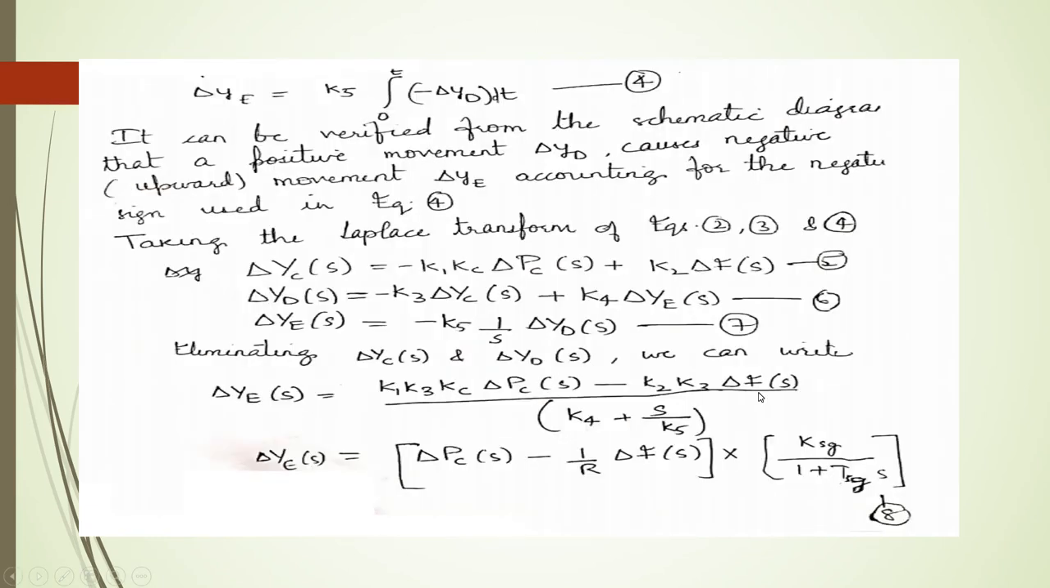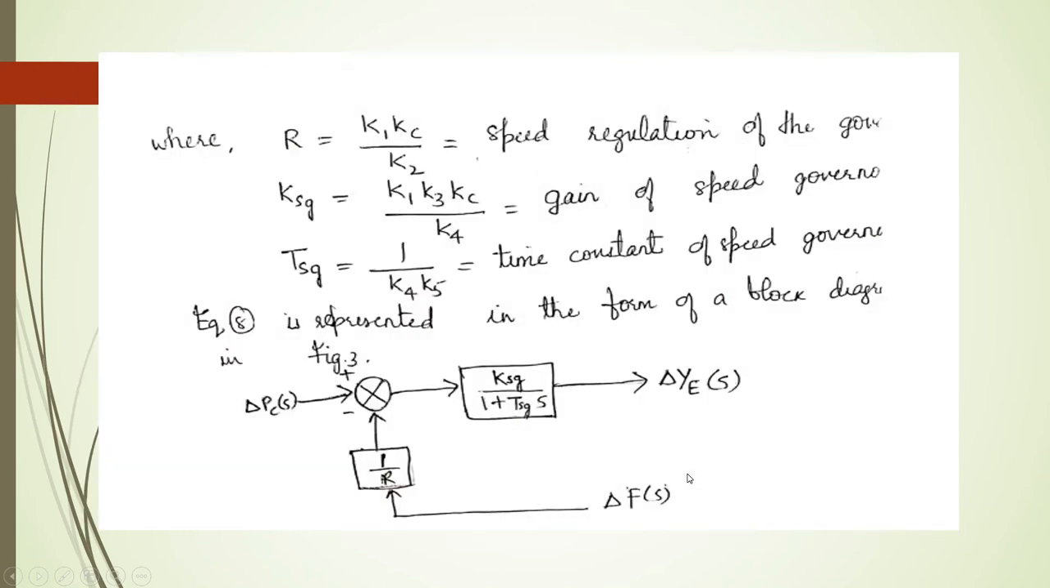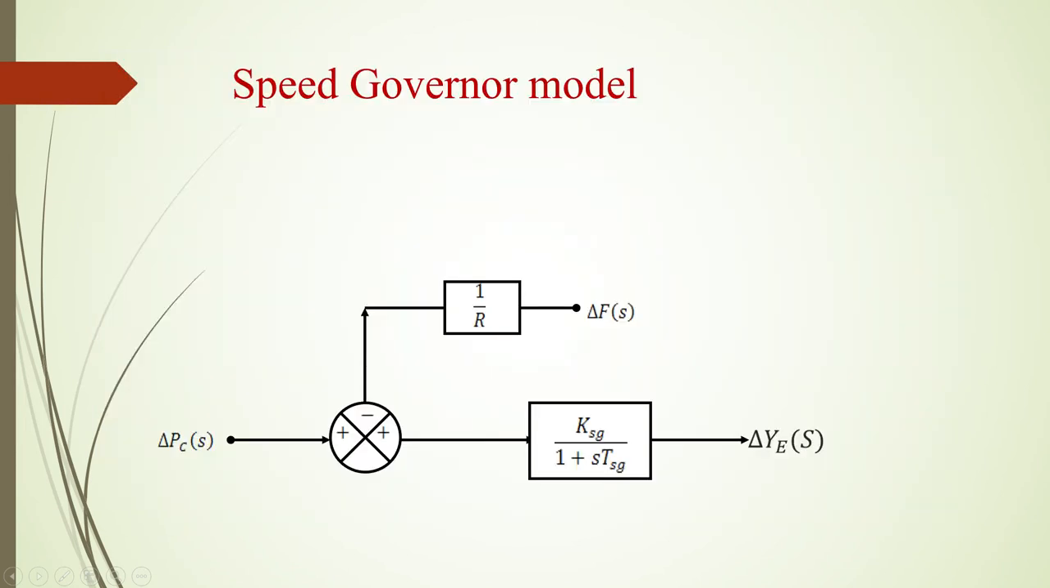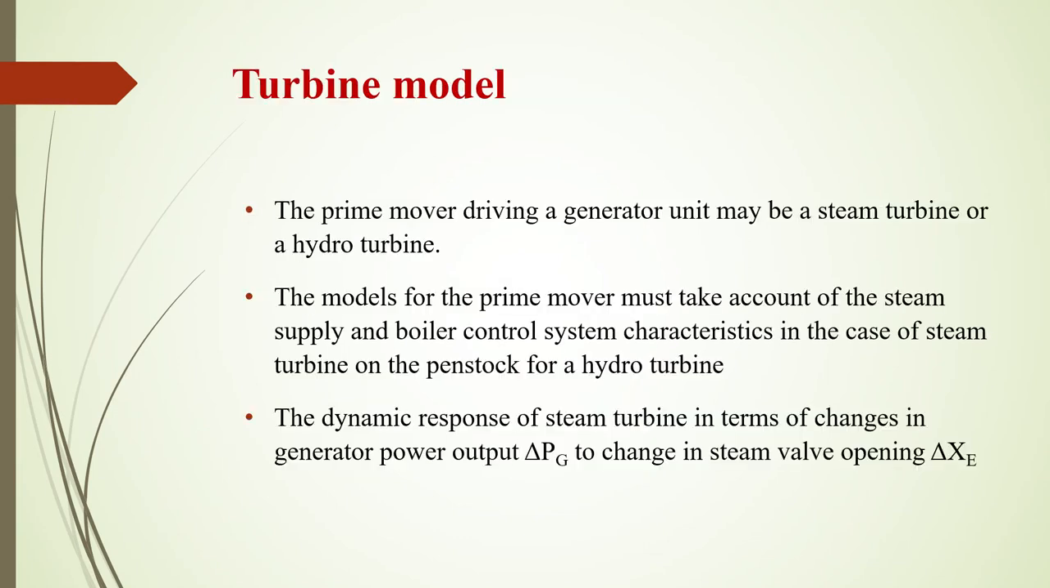So this equation 8 I am drawing as a block diagram here. So what is that? See, delta PC of S minus 1 by R into delta F of S into KSG by 1 plus TSG into S is equal to delta YE of S. So the same diagram I have shown here. You can draw it like this also. Now this is the speed governing system model.